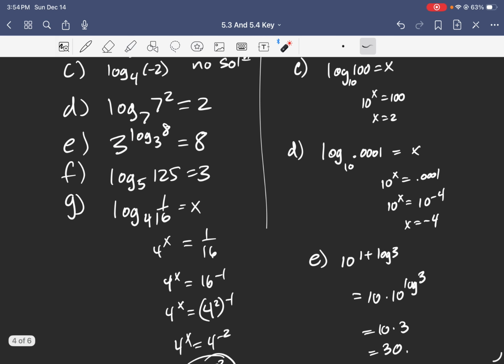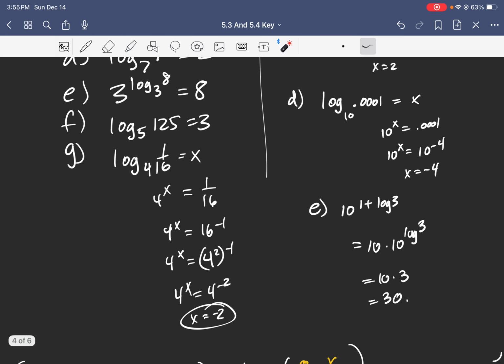Log base 5 of what is 125? Well, 5 to the third is 125. Here, this is in log form. I converted it to exponential form.